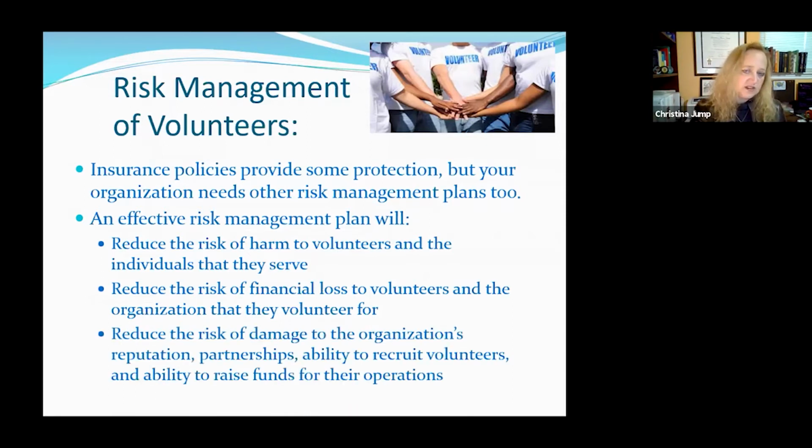So maybe that's insurance, maybe that's where you get waivers from the other people that you work with or that you perform the services for. And to reduce the risk of damage to the organization's reputation, partnerships, ability to recruit new volunteers, and ability to raise funds for their operations, you want to make sure that you have clear understandings and clear agreements in place. Saying, for example, these are volunteers, you won't be paying them, you train them on what they're going to do. You can require that volunteers go through volunteer training, and then they have to perform whatever they're going to be doing for you in accordance with that training that you've provided.